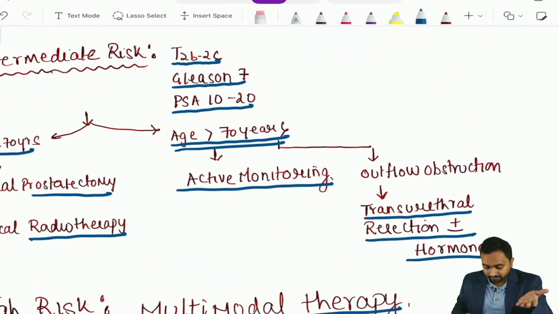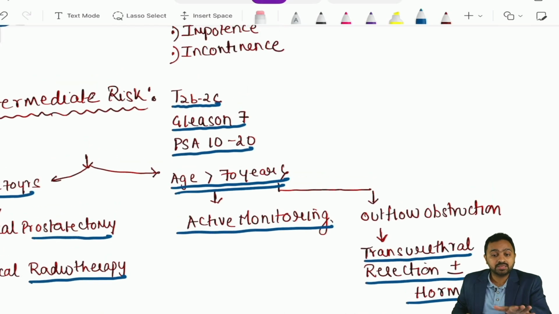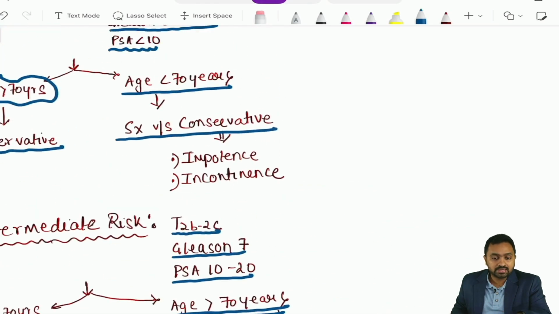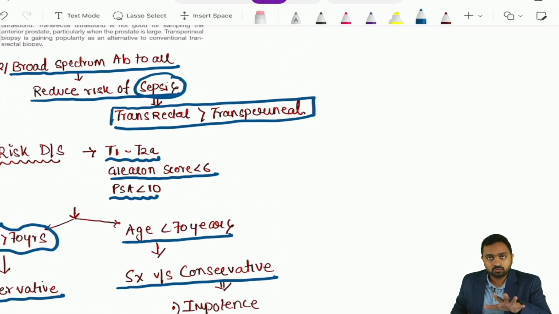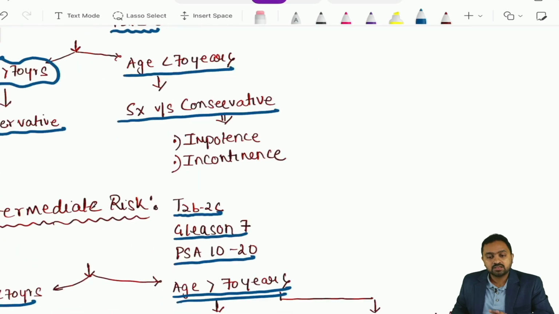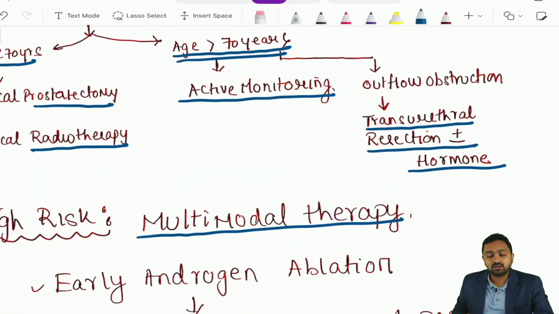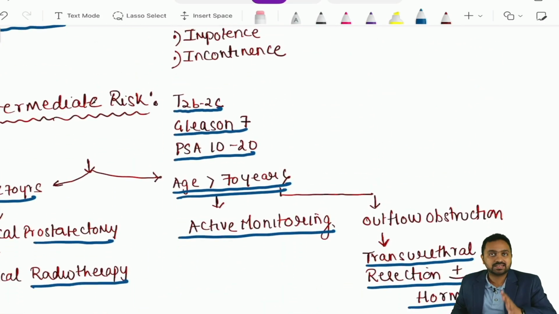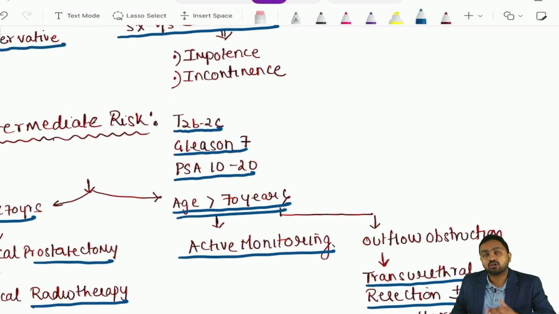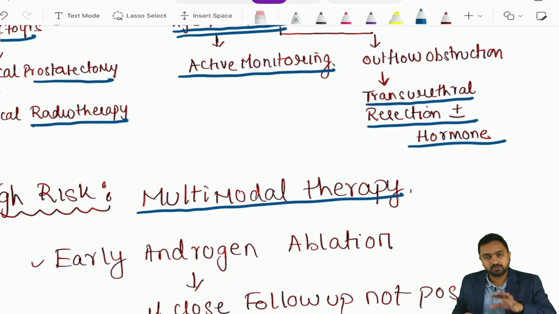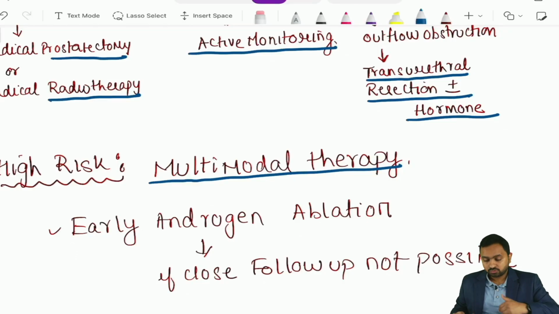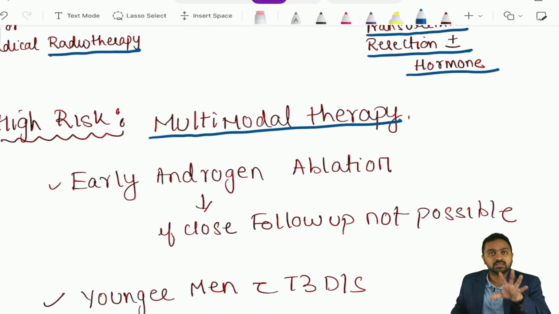So, if you revise again, intermediate risk would be T2B, T2C, Gleason score of 7 and a PSA of 10 to 20, and low risk is T1, T2A, Gleason score of 6 or less and PSA of less than 10. So, high risk would be tumors greater than T2C, that is T3, T4, a Gleason score of more than 7 and a PSA of more than 20. Now, you need to check over here what the scenario is.